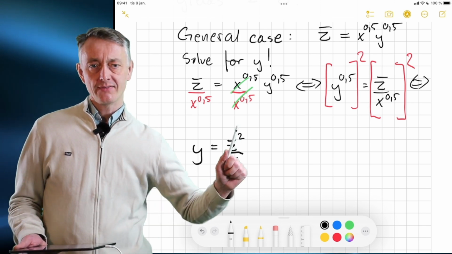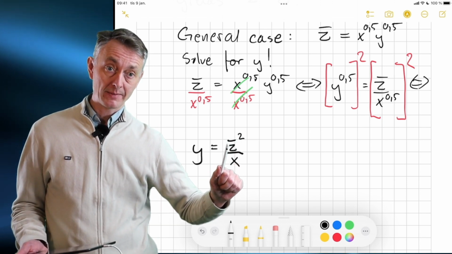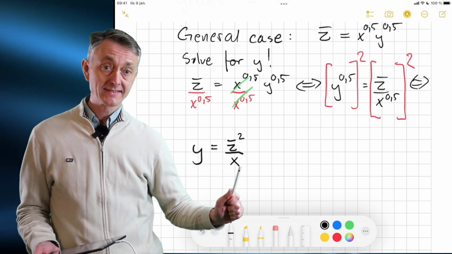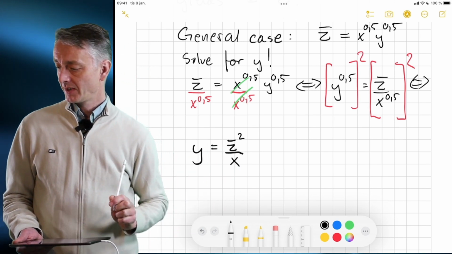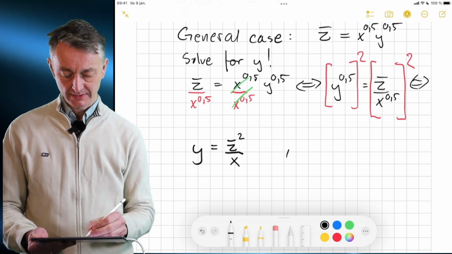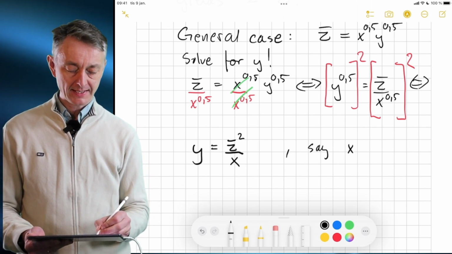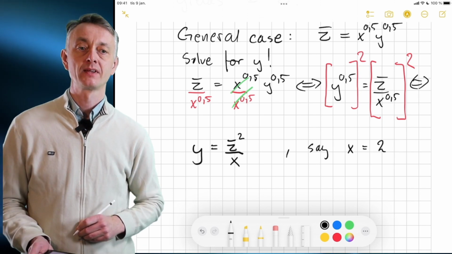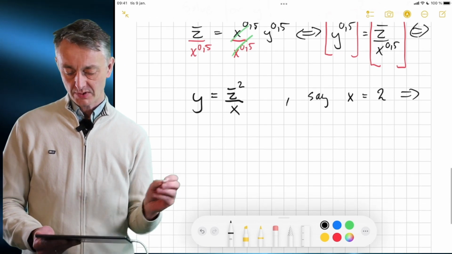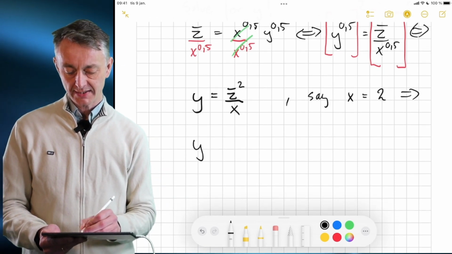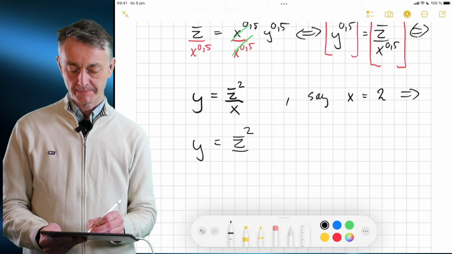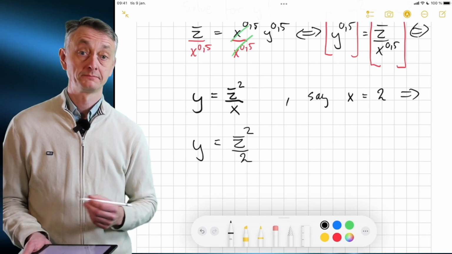So now we know for a given value of z, namely z upper bar, for any given value of x, then y has to be this. Okay. So let's look at one example. Say x is equal to 2. What does then y have to be? Well, then that means that y is equal to z upper bar squared divided by 2. And there you have it.